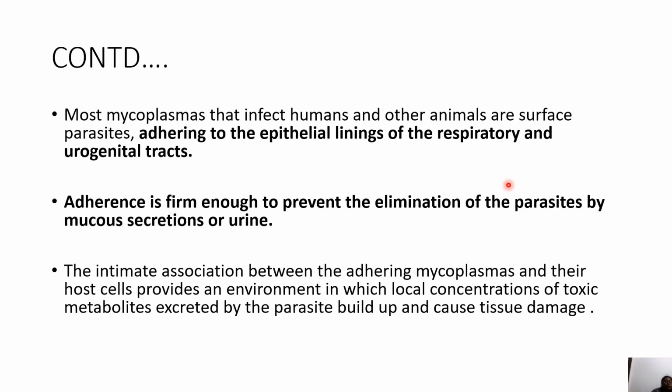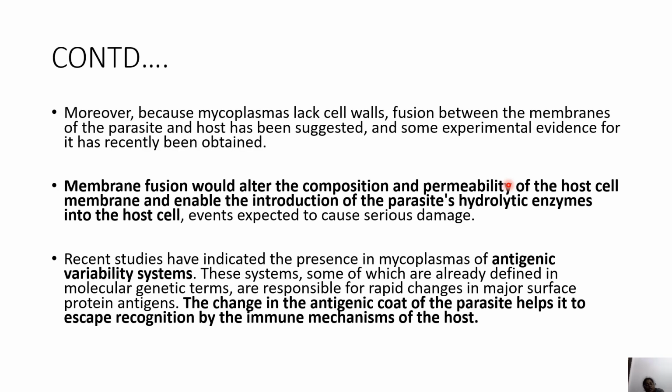Most mycoplasmas that infect humans and other animals are surface parasites adhering to the epithelial linings of the respiratory and urogenital tracts. The adherence is firm enough to prevent the elimination of the parasites by mucous secretions or urine. And because of the intimate association between the adhering mycoplasmas and their host cells, they provide an environment in which local concentrations of toxic metabolites excreted by the parasite build up and can cause tissue damage.